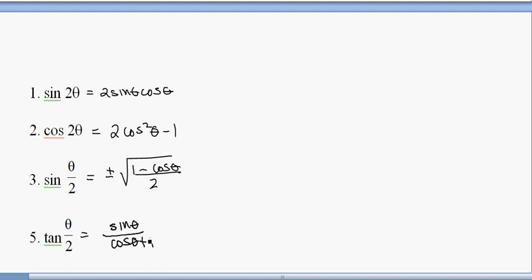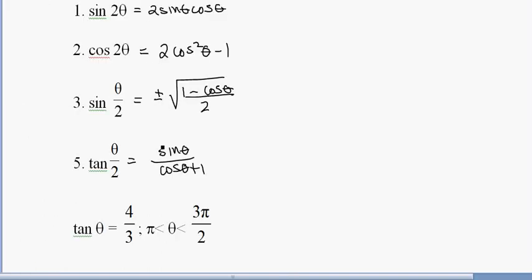What happened? All right, apparently my paper moved a little bit here.